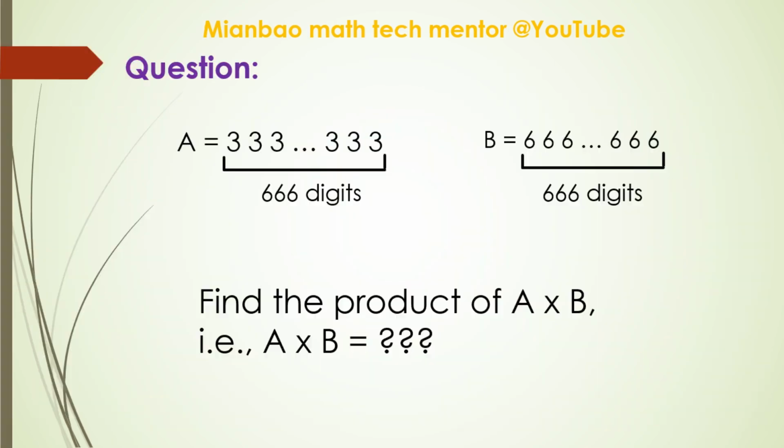The question is: A is 3, 3, 3, and so on, 3, 3, 3, where there are 666 digits of number 3. B is 6, 6, 6, and so on, 6, 6, 6, where there are 666 digits of number 6. Find the product of A and B, that is, A times B.